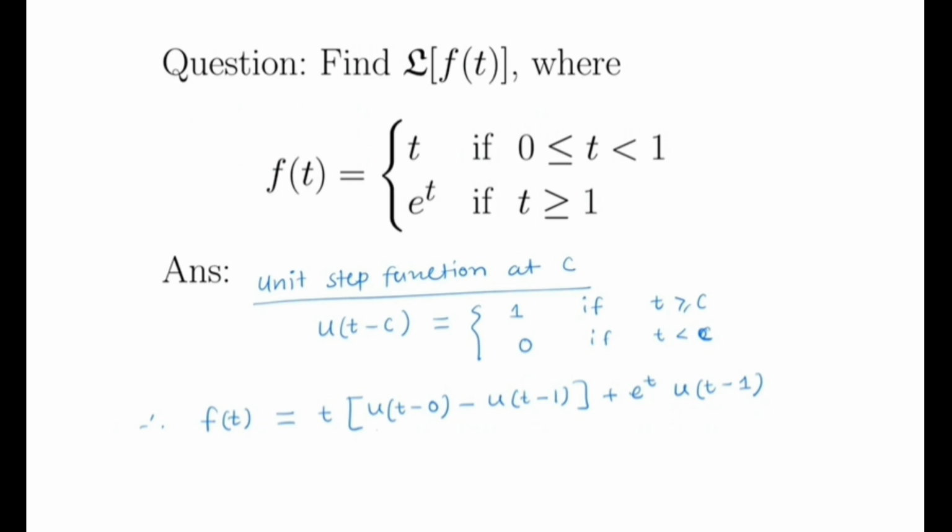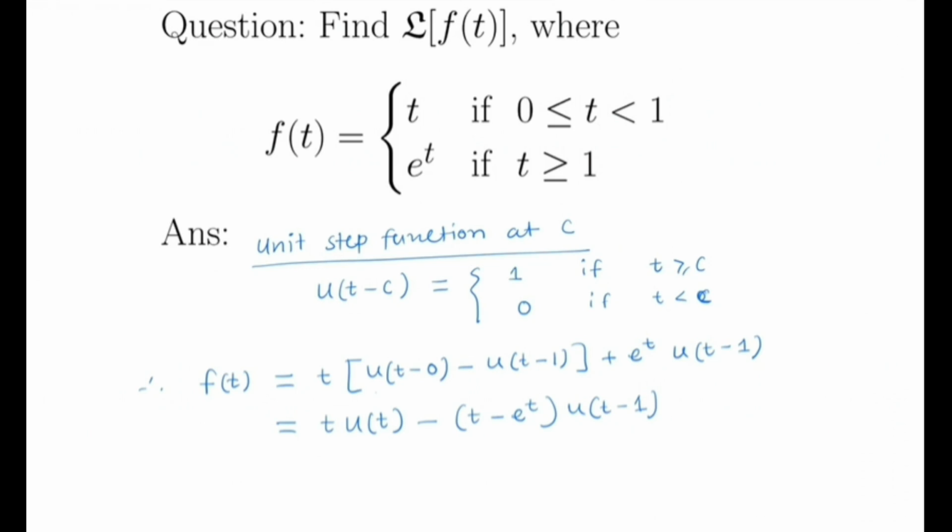And when t is bigger than or equal to 1, then u(t minus 0) is also 1, u(t minus 1) is also 1. So this term will be 0, so 0 into t is 0, and u(t minus 1) is 1, so this will be e^t, which is our f(t). So hence, both sides are equal. So by simplifying, we have t u(t minus 0) minus t u(t minus 1) plus e^t u(t minus 1).